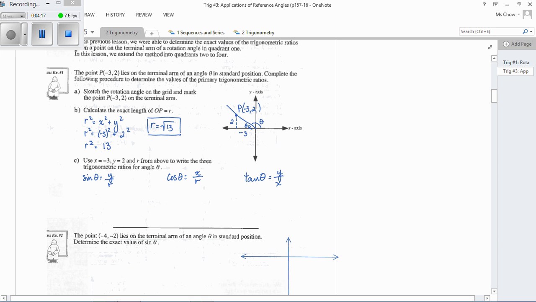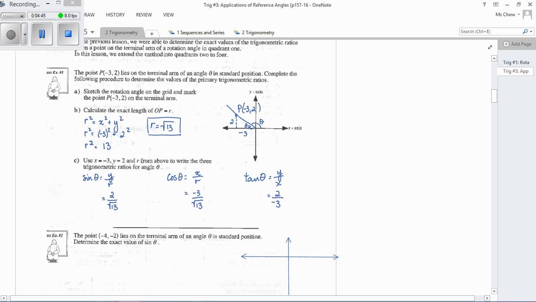So sine of theta is equal to y over r, and since y is 2, we're looking at 2 over root 13. Cosine of theta is x over r, adjacent over hypotenuse, so we're looking at -3 over root 13, and tangent of theta, y over x, is 2 over -3.